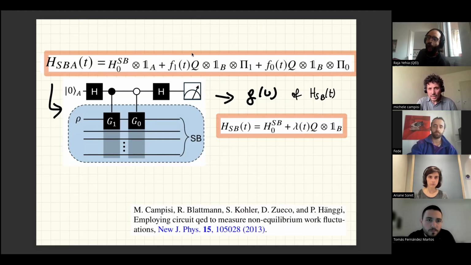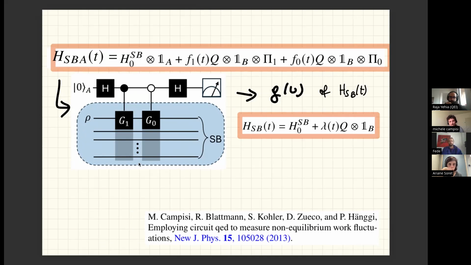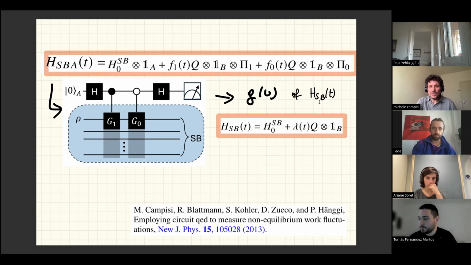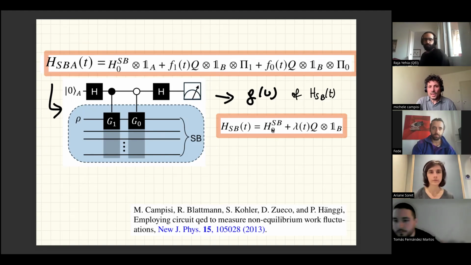But if this is the Hamiltonian that describes the open system dynamics, then it means that the actual circuit that we are implementing is what is depicted here, where this G1 and G0 you can now see as acting on the global system-bath compound. And just by inspection of the Hamiltonian, you see that this circuit will be such as to encode the function g of u associated to the time-dependent SB Hamiltonian, which is written here, H0SB plus driving on the system times identity on the bath.